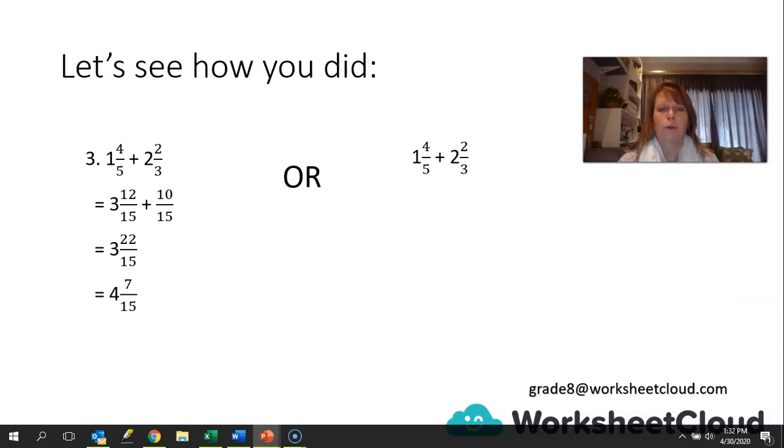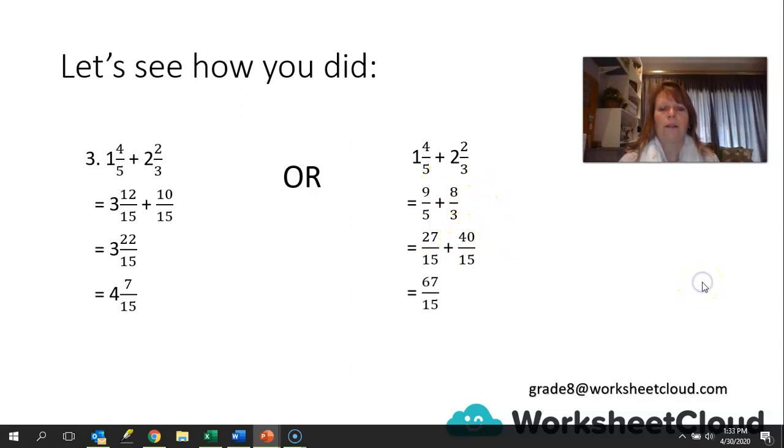fraction, and 2 2/3 also into an improper fraction. So what would we do? Say 5 times 1 is 5 plus 4 is 9. 3 times 2 is 6 plus 2 is 8. Let's have a look. There, we've got it. We still have unlike denominators, so we've got to work with those. So now we're going to get our common denominator is 15 to make it the same. And 5 times 3 is 15, so 9 times 3 is 27. 3 times 5 is 15, so 8 times 5 is 40.